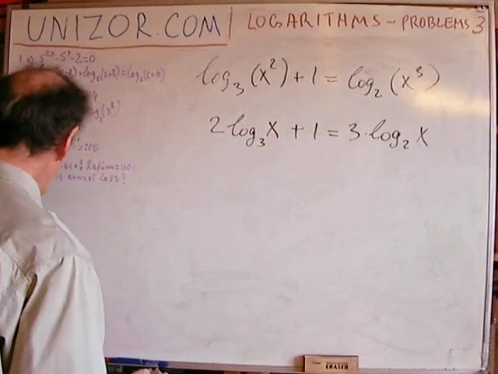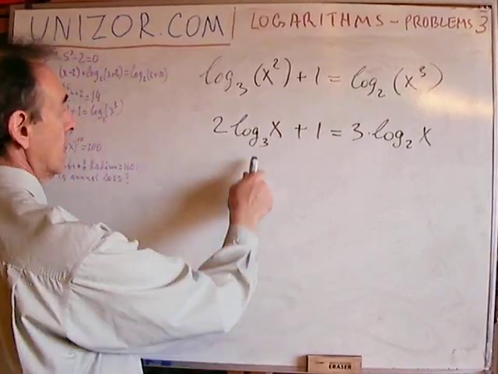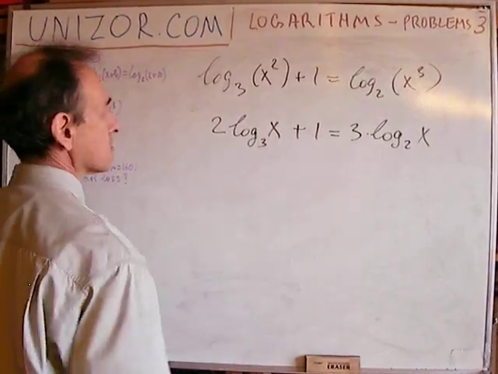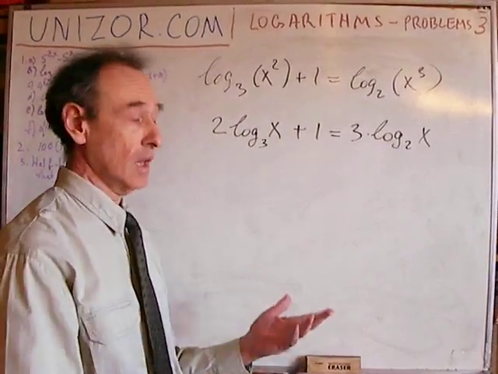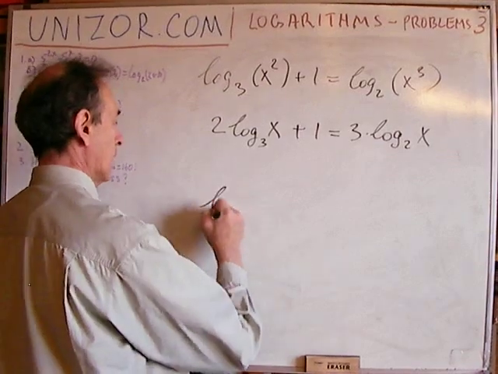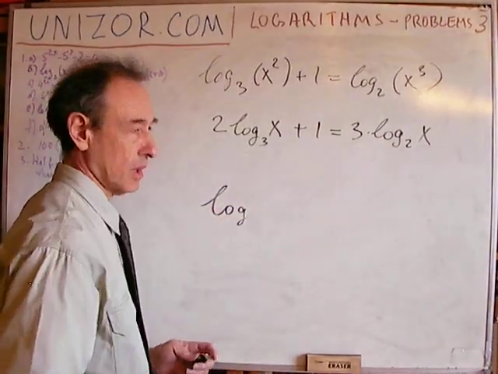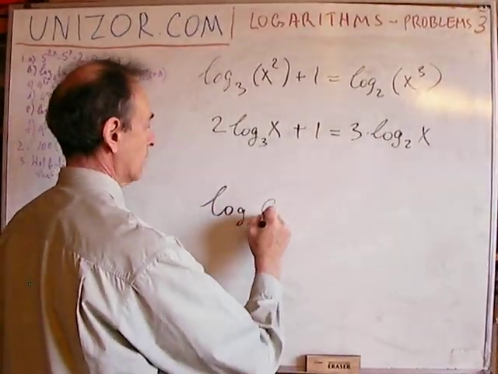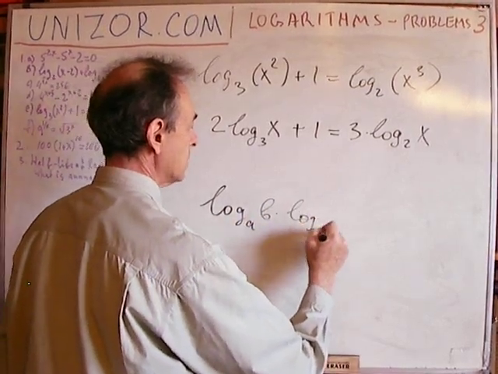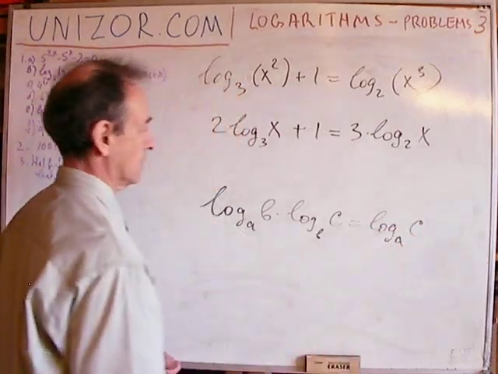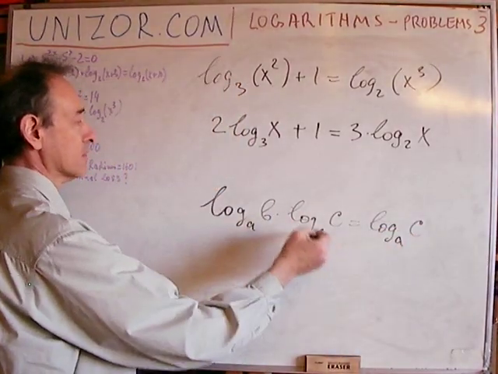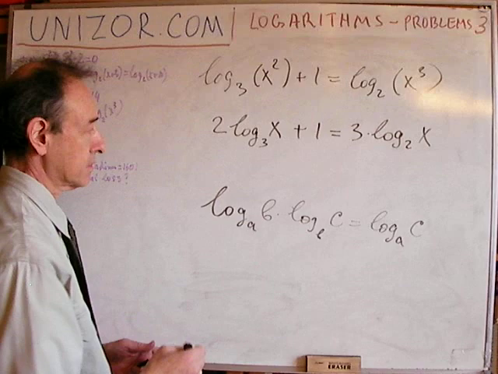Now, everything would be great and dandy if I had exactly the same bases, but the bases are different. What should I do in this case? Well, let's just remember, there is a great formula, log base a of b times log base b of c is equal to log base a of c. It's like if you basically reduce by b in the middle, right?